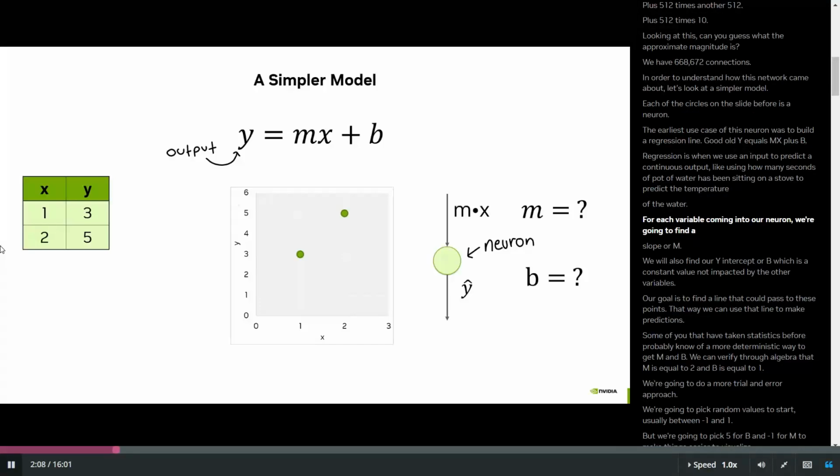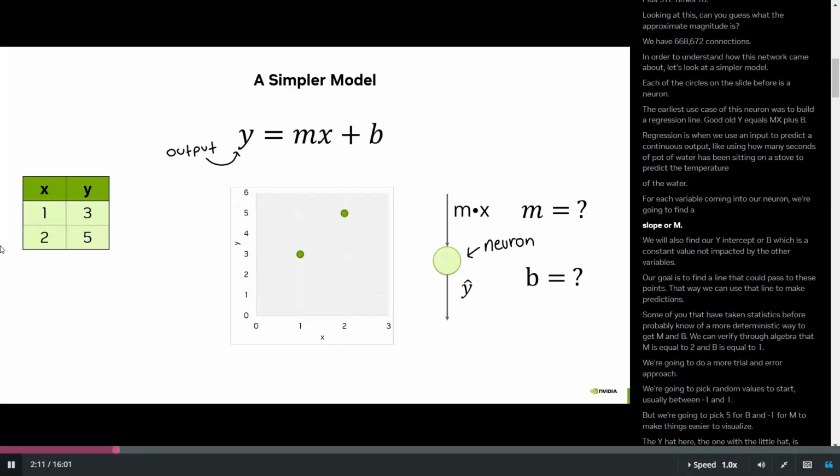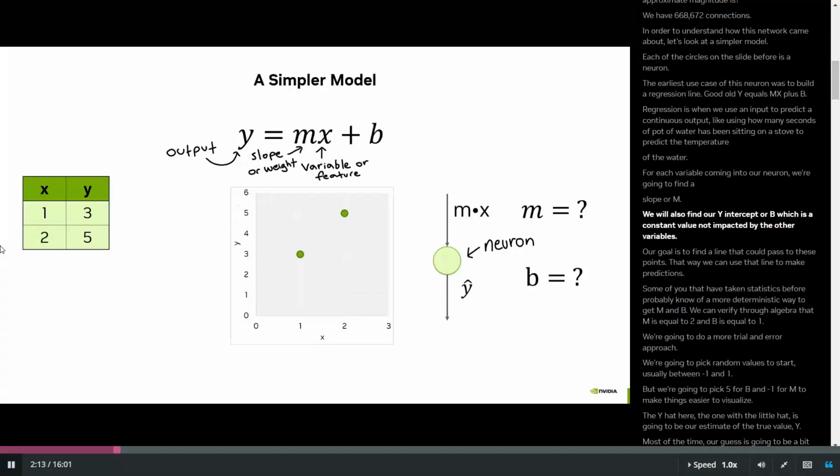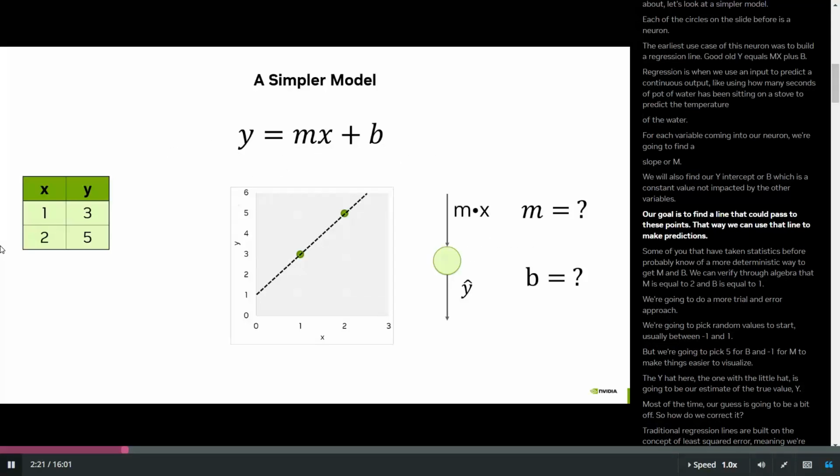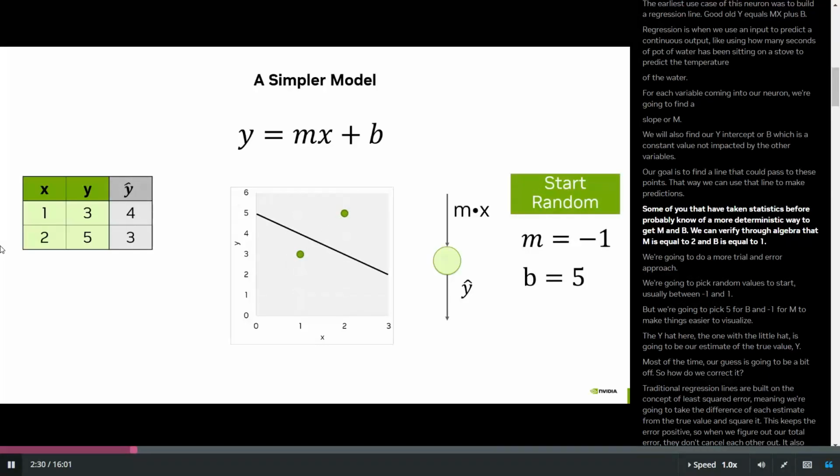For each variable coming into our neuron, we're going to find a slope, or m. We'll also find our y-intercept, or b, which is a constant value not impacted by the other variables. Our goal is to find a line that could pass through these points. That way, we can use that line to make predictions. Some of you that have taken statistics before probably know of a more deterministic way to get m and b. We can verify through algebra that m is equal to 2 and b is equal to 1.